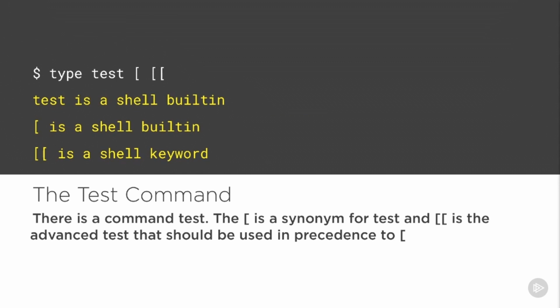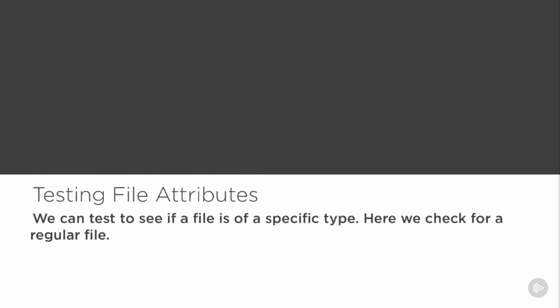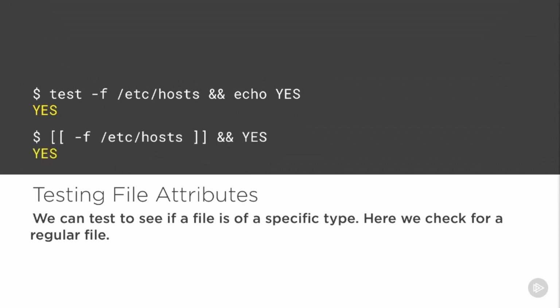So we can start looking at how we can use test. Remember, whenever we talk about the command test, we can use the single square brackets as an alternative. One of the things that we can do, as well as testing for the conditions we've been looking at so far, is reading in file attributes. For example here, we can test with -f to see that /etc/hosts is a regular file. Equally, instead of the test command, we could use the advanced test command with our double square brackets and run the same type of test.